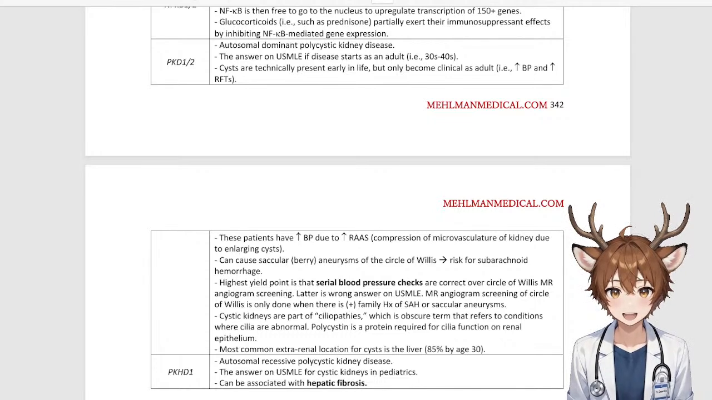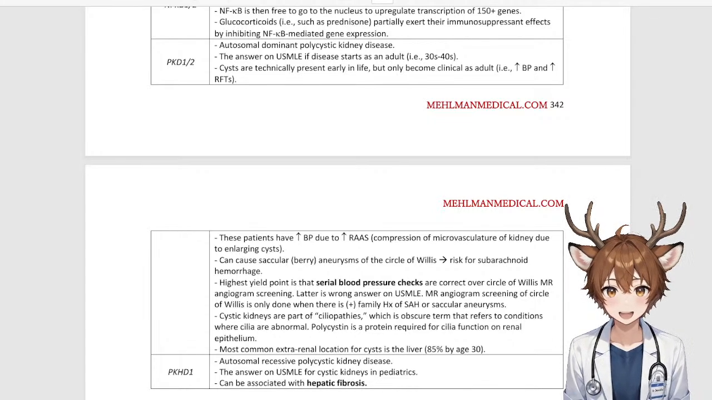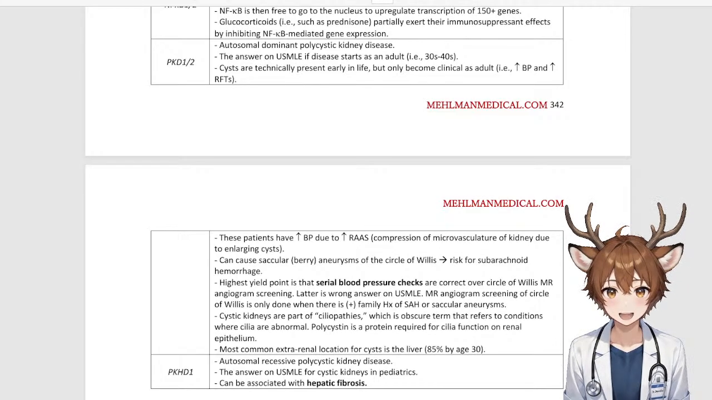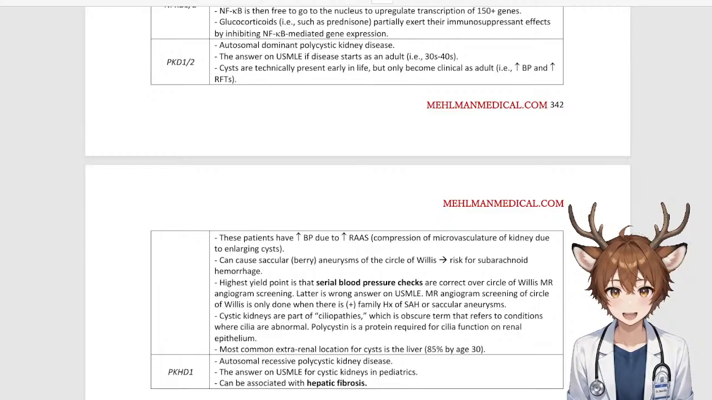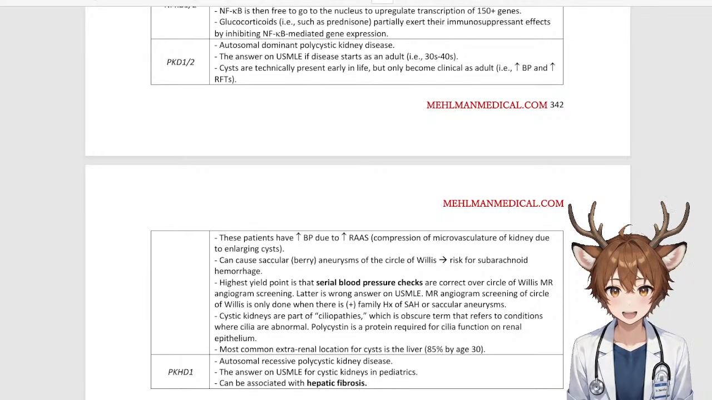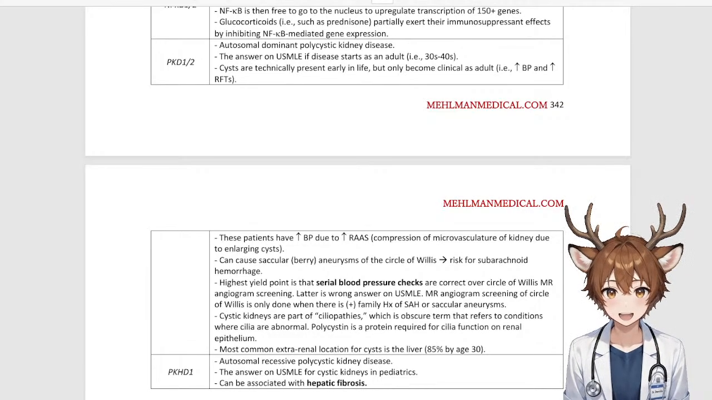Sorry. It says highest yield point is that the serial blood pressure checks are correct over the circle of Willis MR angiogram screening. The latter is the wrong answer on USMLE. MR angiogram screening of the circle of Willis is only done when there is a positive family history of SAH or saccular aneurysms.